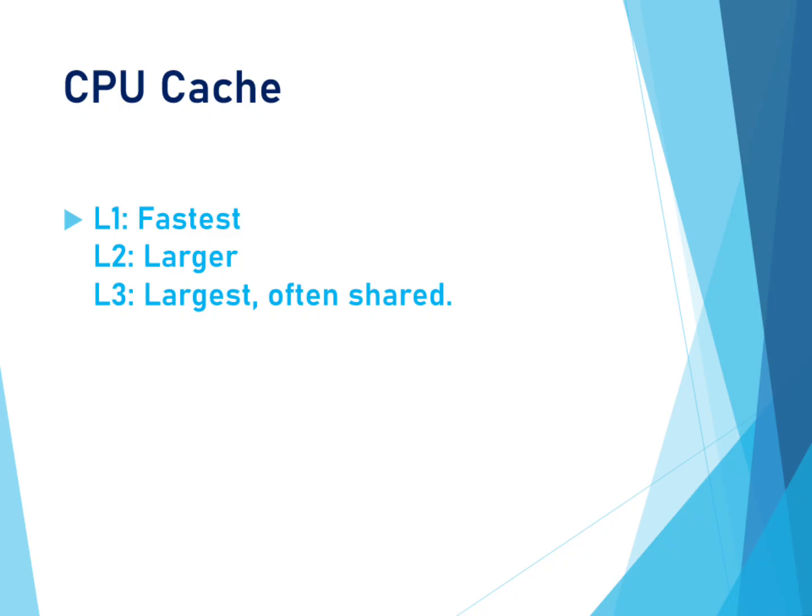Think of cache memory as your study desk. The books you need most often are kept on the desk, so you don't have to keep walking to the bookshelf. Similarly, cache keeps frequently used data close to the CPU.